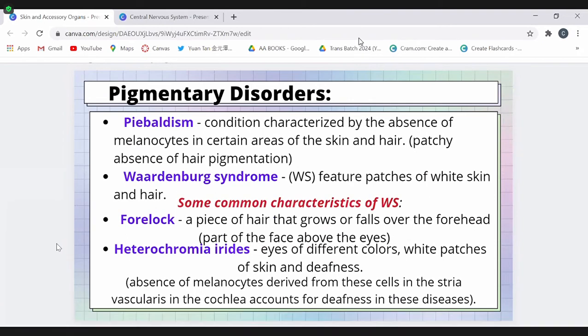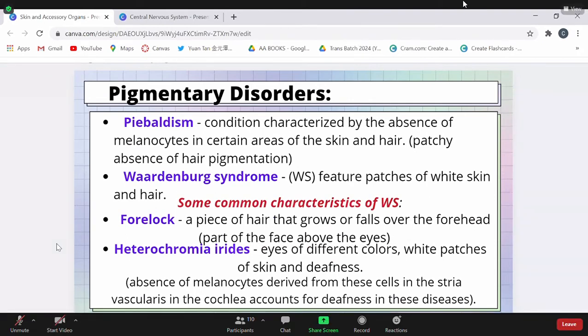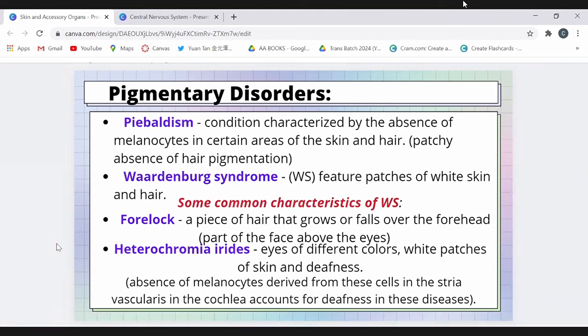Pigmentary disorders. First is Piebaldism, a condition characterized by the absence of melanocytes in certain areas of the skin and hair, or the patchy absence of hair pigmentation. Second is Waardenburg Syndrome. It features patches of white skin and hair. So here are some common characteristics of Waardenburg Syndrome.